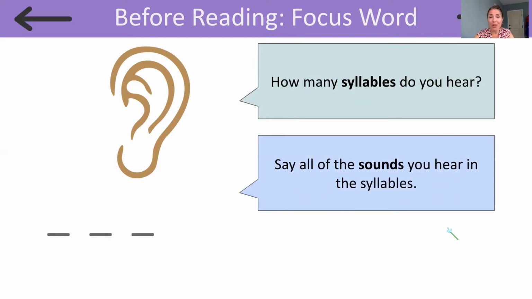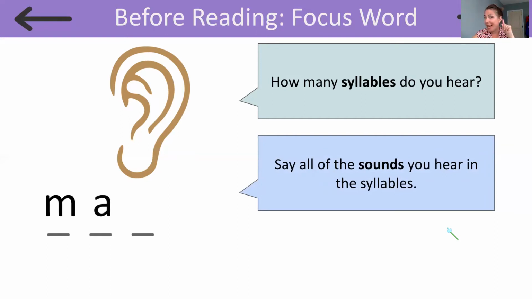The first sound you hear is mm. What letter makes the sound? That's right, M makes the sound. And what's the middle sound you hear? Let's tap it out. Ah. What letter makes the sound? Right, A makes the sound.